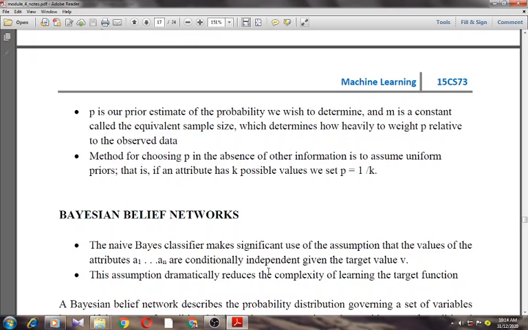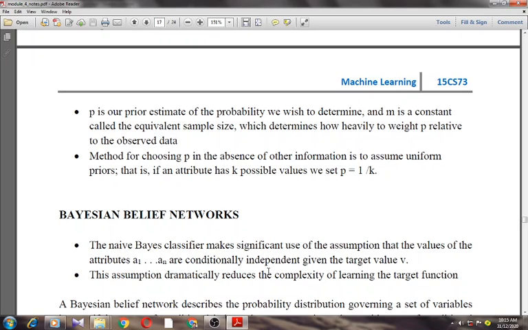Here, a typical method for choosing p in the absence of other information is to assume uniform priors. That is, if an attribute has k possible values, then we set p equal to 1 by k. So, for example, in estimating P of wind equal to strong given PlayTennis equal to no, we note that the attribute wind has two possible values. So uniform priors would correspond to choosing p equal to 0.5. Note that if m is 0, then the m-estimate is equivalent to the simple fraction nc by n.